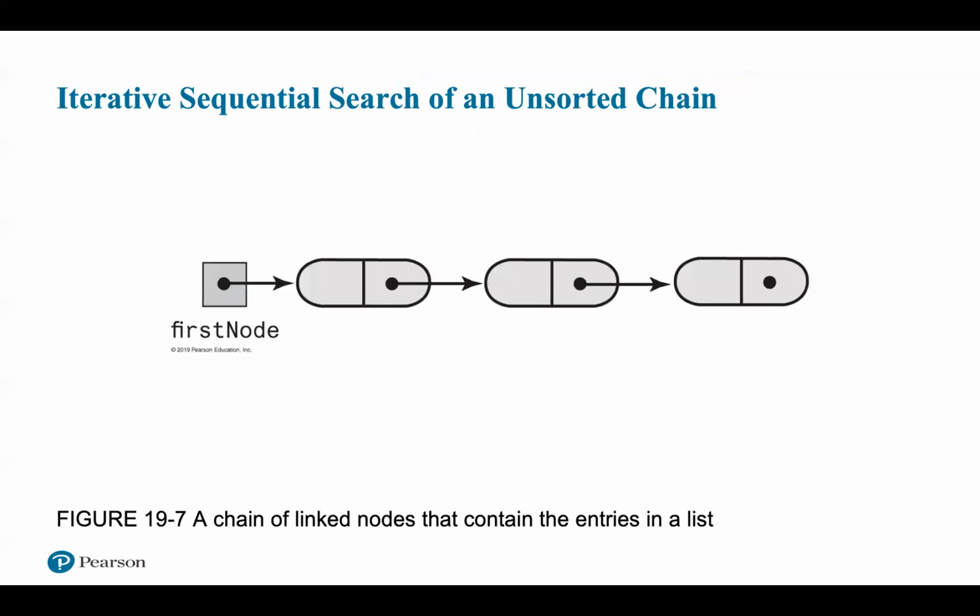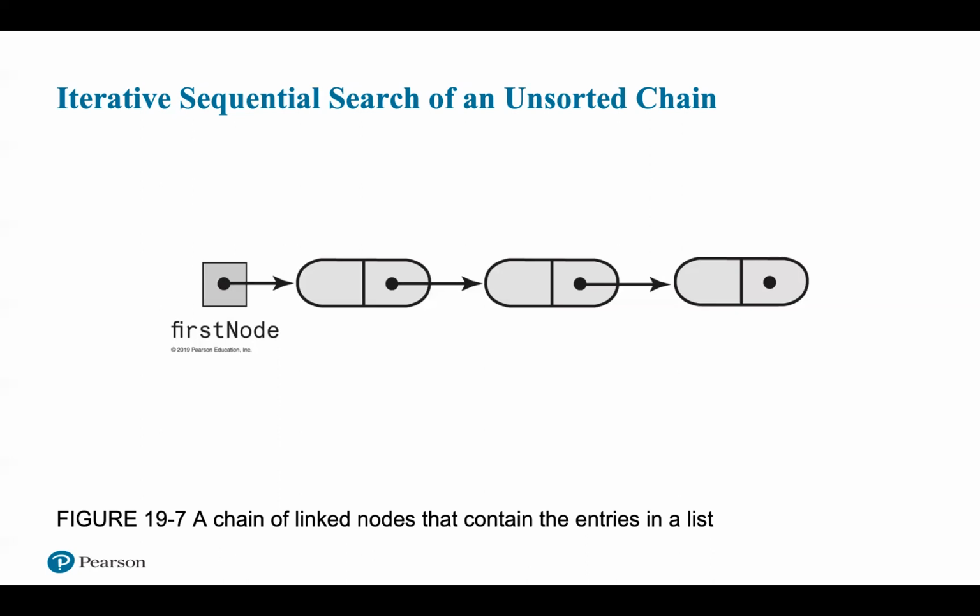So let's talk about an iterative sequential search of an unsorted chain. In Figure 19.7, which we're showing, it illustrates a chain of linked nodes that contain the list entries. Recall from segment 12.8 of chapter 12 that firstNode is a data field of the class that implements the list. While it is clear that a method can access the first node in this chain by using the reference firstNode, how can it access the subsequent nodes? Since firstNode is a data field that always references the first node in the chain, we would not want our search to alter it or any other aspect of the list.